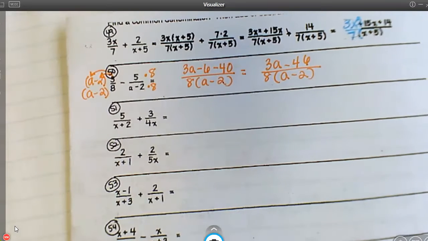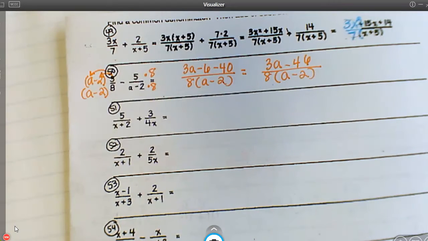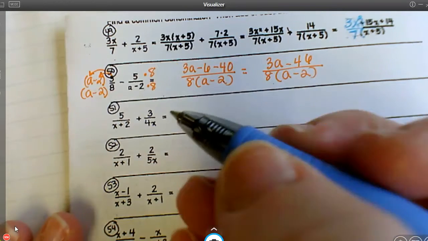So the tricky part is whenever part of your denominator is something like a minus 2 or x plus 5, if there's something to multiply by it, you have to use the distributive property and multiply each thing by each thing. Okay? There's another one just like that on 51.